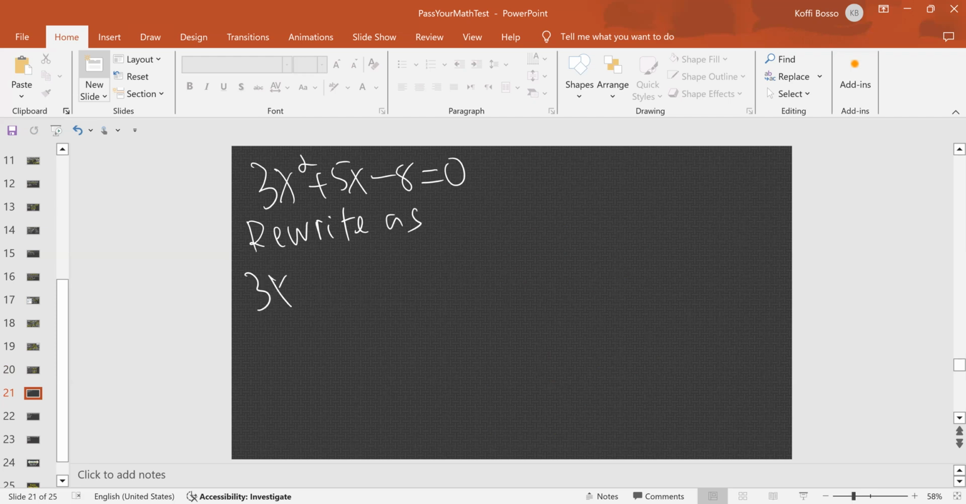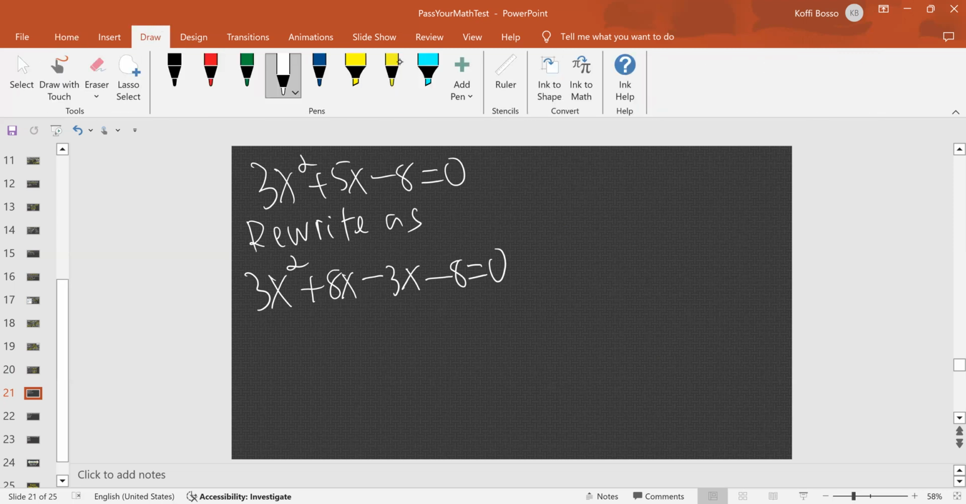3x squared plus 8x minus 3x minus 8 is equal to 0. Okay, the two numbers we found there, which are 8 and negative 3, we use this as x, and that replaces the 5x here in the middle. You see, because the 5x is represented here by 8x minus 3x. Now we're going to combine two by two.